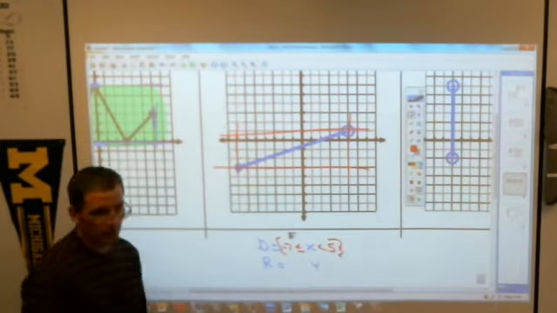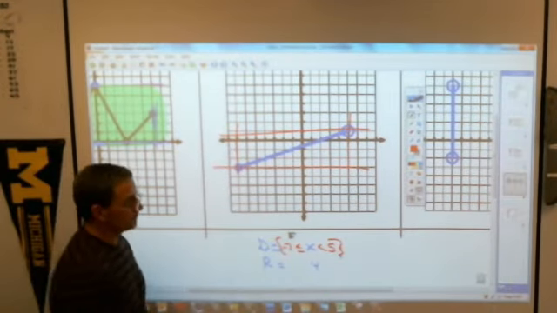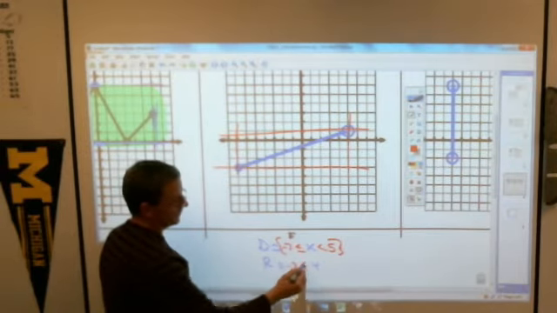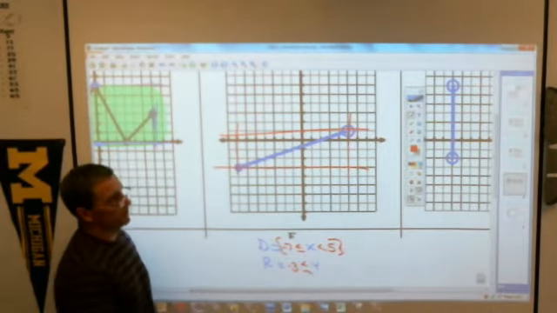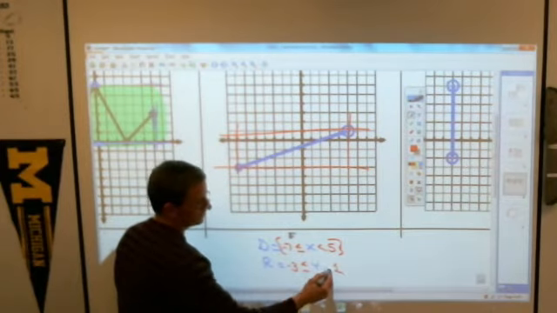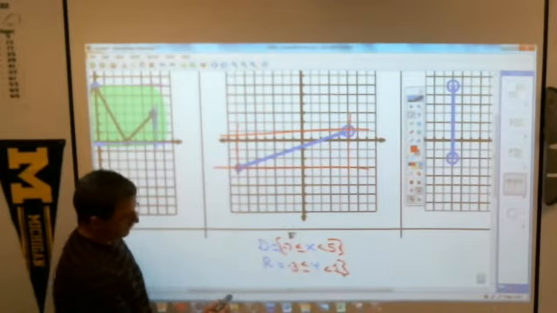How about y? Who wants to speculate on y? What's the smallest y can be? Very good. Can it equal -3? Yes. And what's the highest y can be? 1. Can it equal 1? No. There's the whole shebang. Somebody good with that?